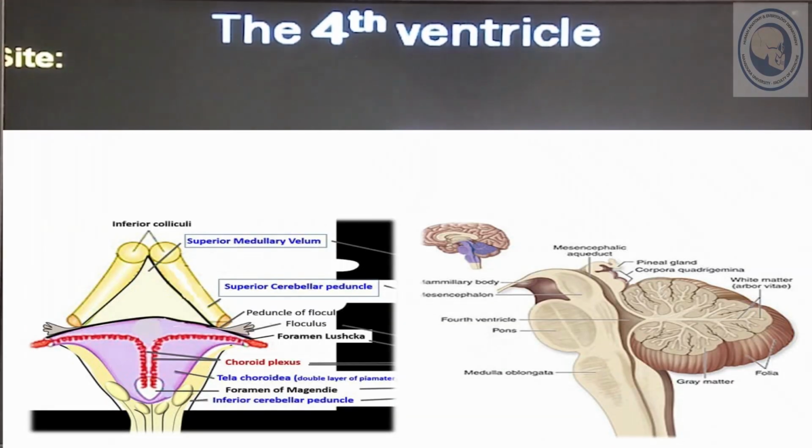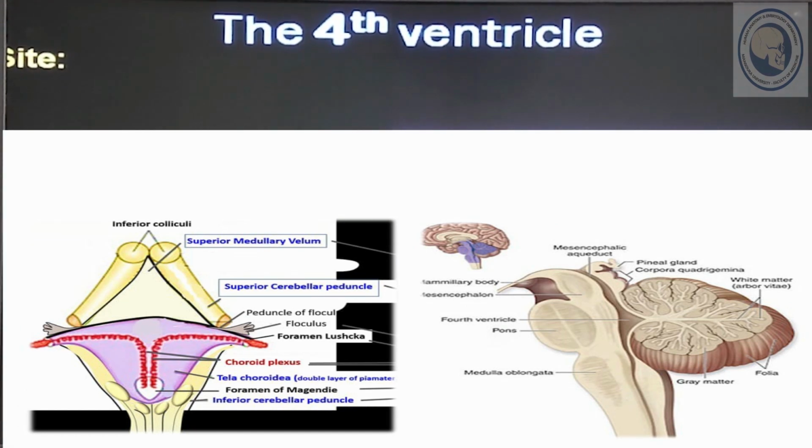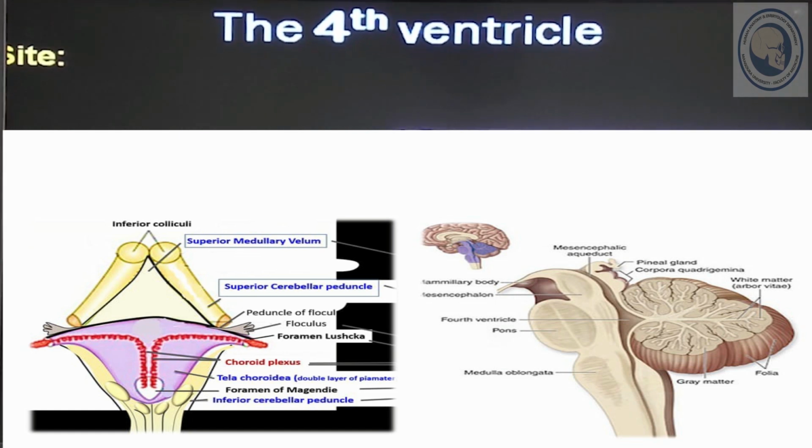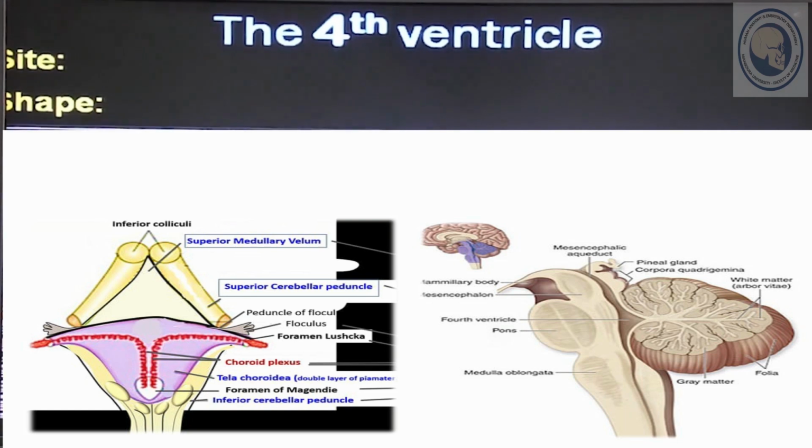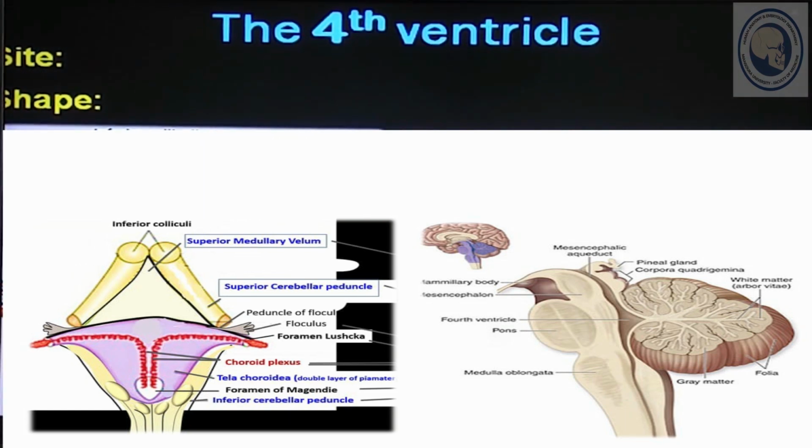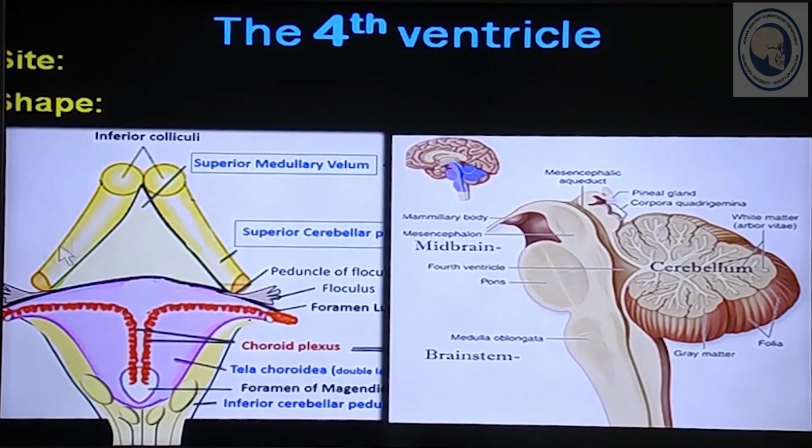What about the 4th ventricle? According to the site, in this sagittal section, we will find the 4th ventricle lies between the cerebellum dorsally and the open medulla and the pontine tegmentum ventrally, as we said before. What about the shape? This is the 4th ventricle. It is rhomboidal in shape.